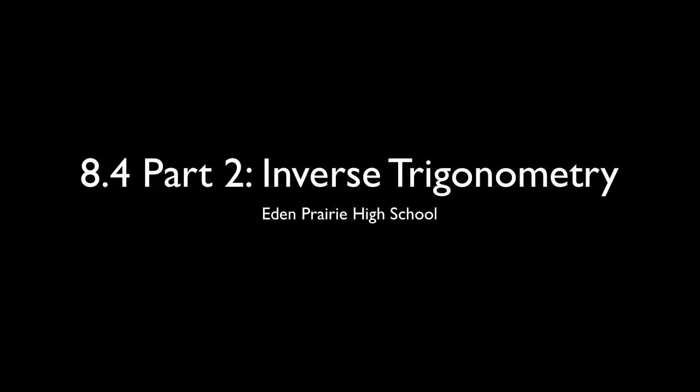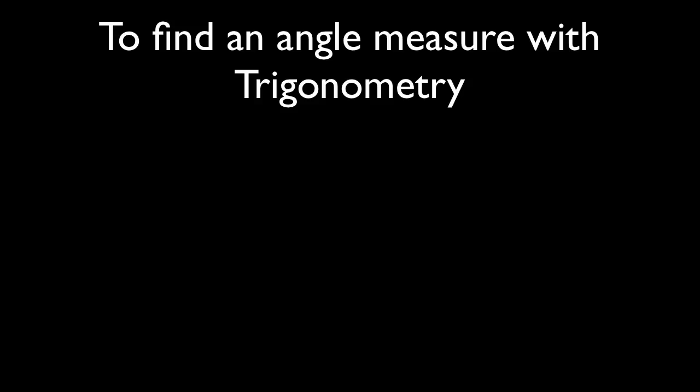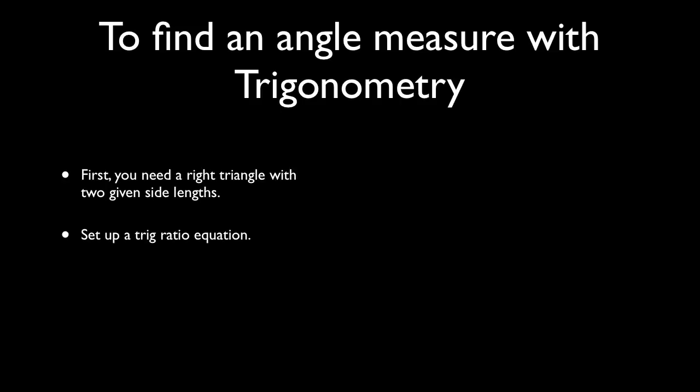Section 8.4 also deals with inverse trigonometry. We use inverse trigonometry when we want to find the angle measure of a right triangle given two side lengths. So first, we need a right triangle with two given side lengths and a missing angle. We'll set up a trig ratio equation, and then we'll solve for the unknown angle using inverse trigonometry.